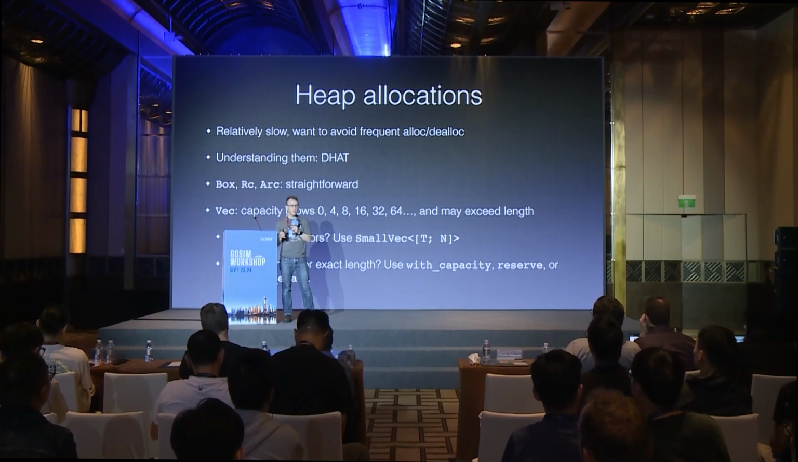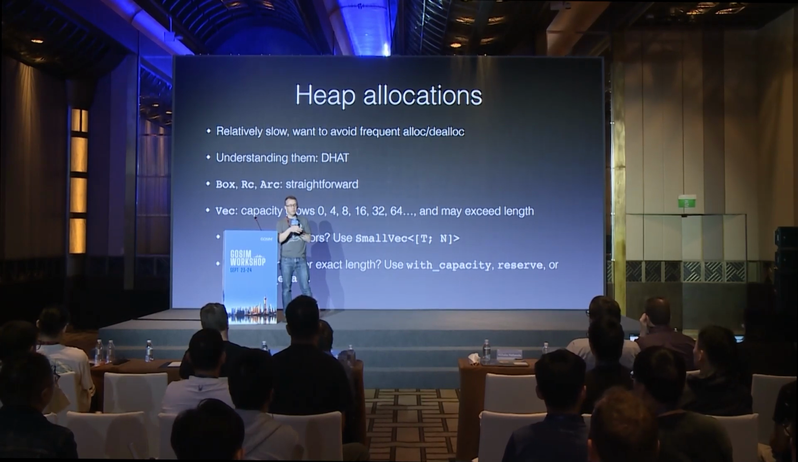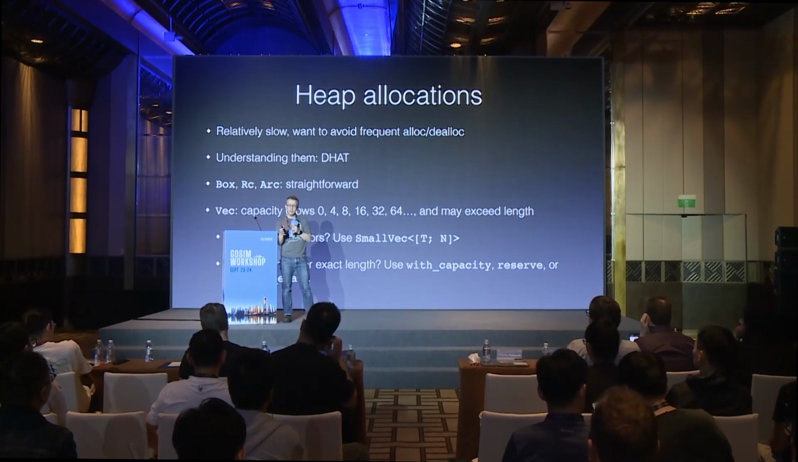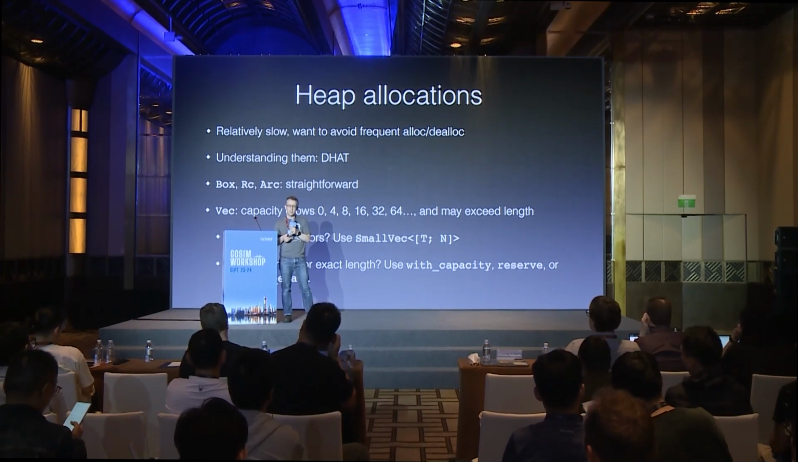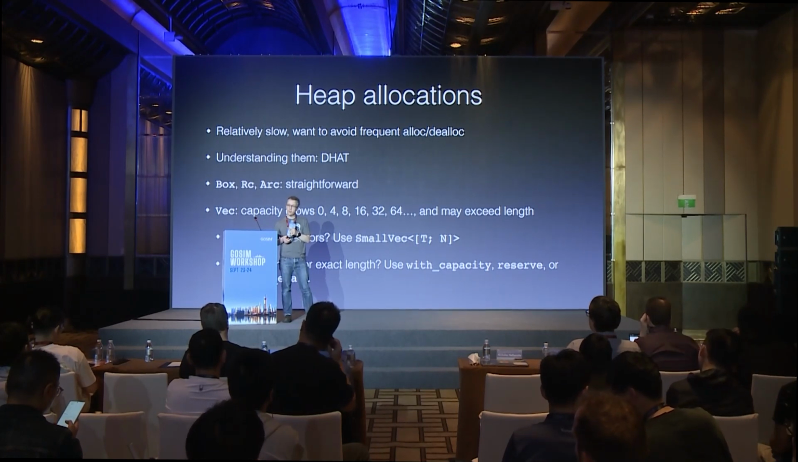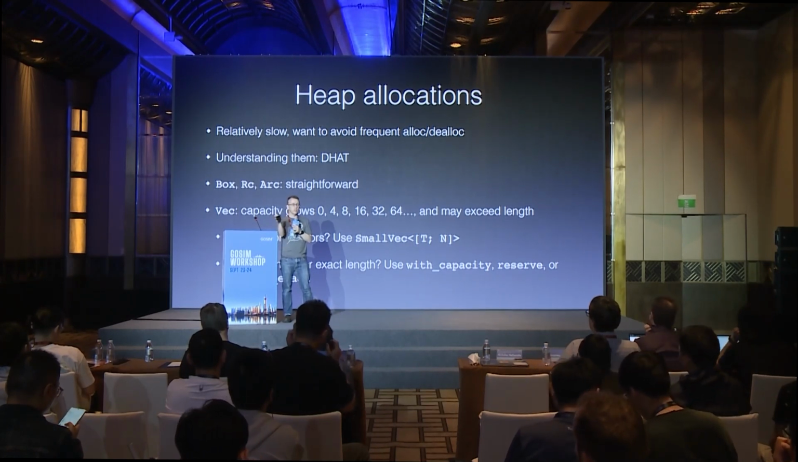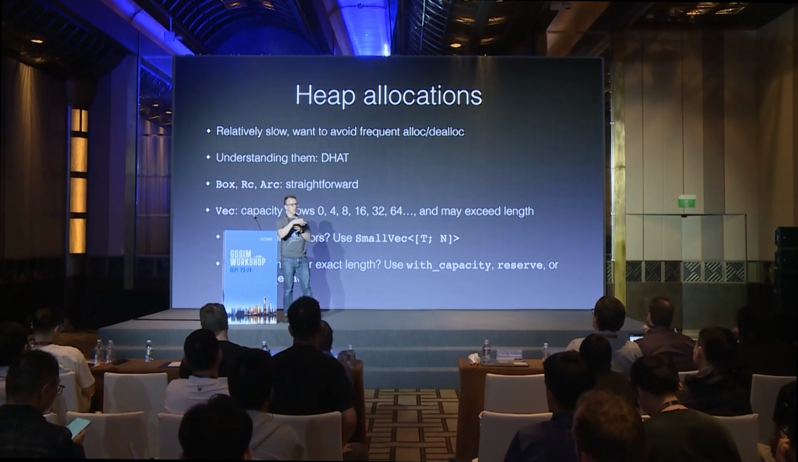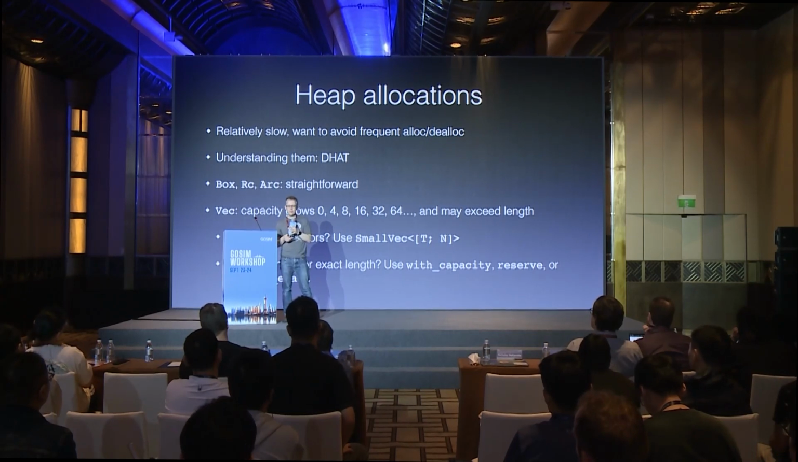And then in a similar fashion, if you know in advance the minimum or exact length of a vector and it's reasonably large, you can use functions like with_capacity, reserve or reserve_exact to immediately jump to the right capacity for your vector. And this can be more useful than allocating 4 and then allocating 8 and then 16 and then so on. That can save quite a bit of time.